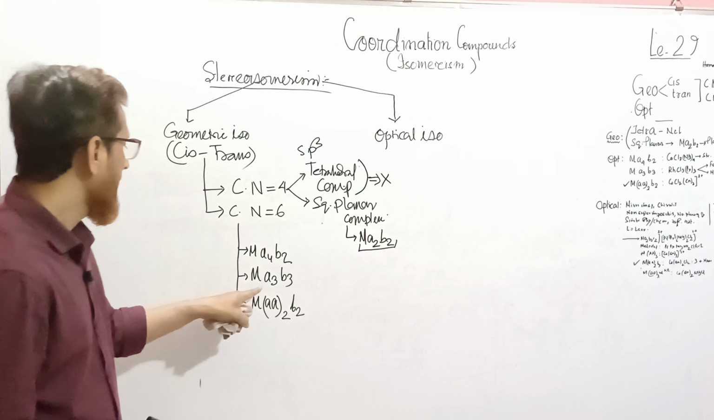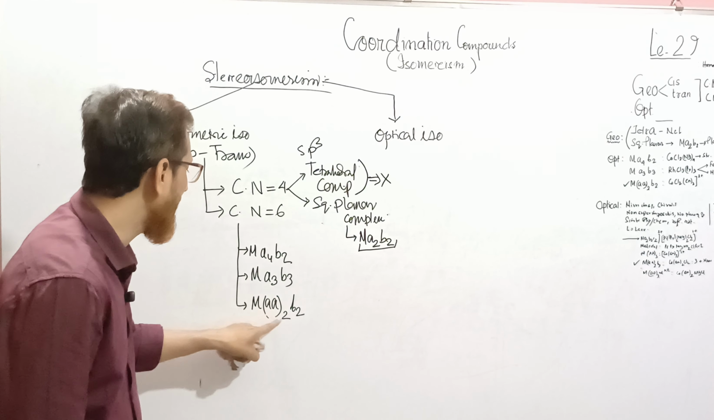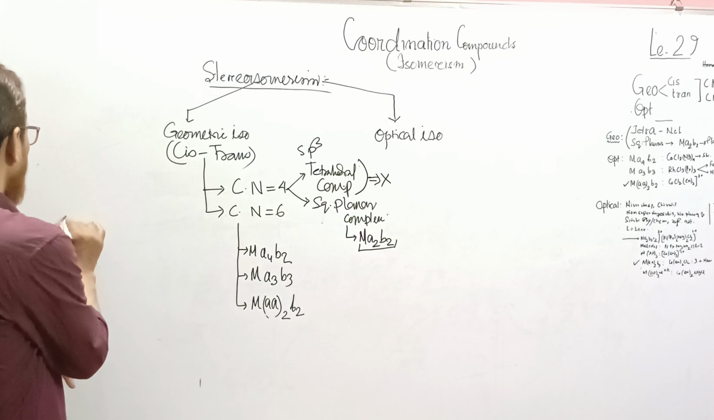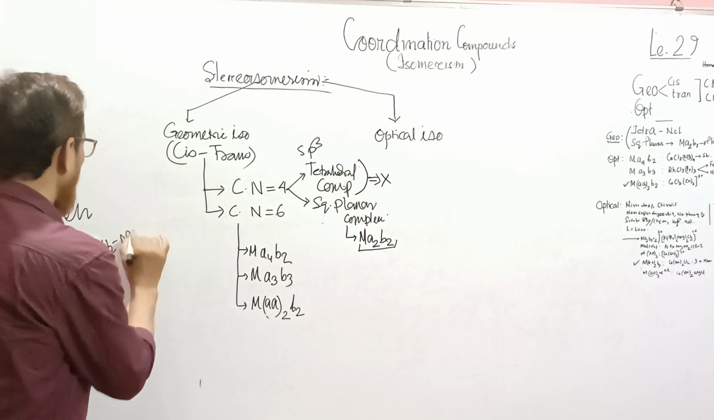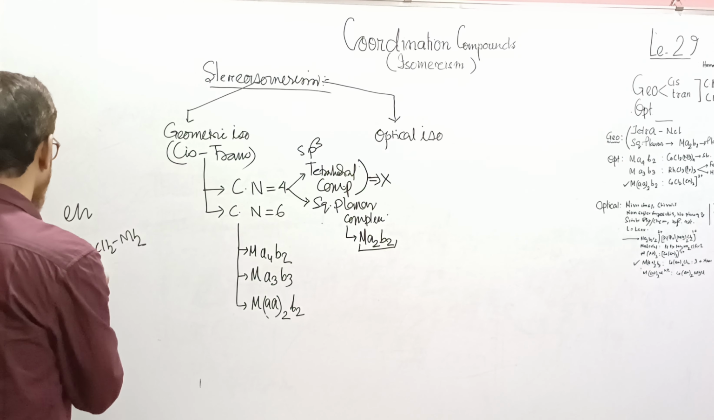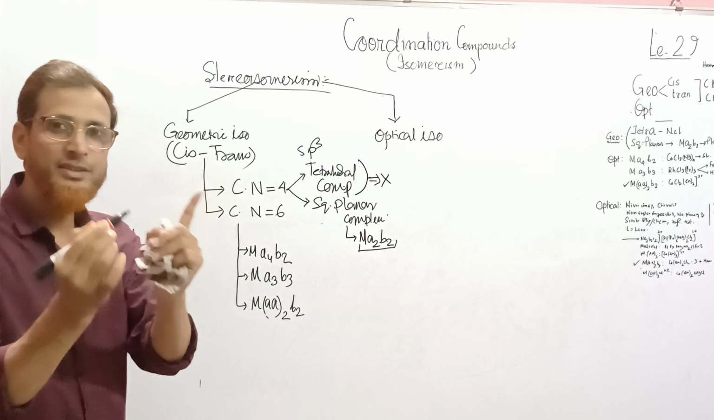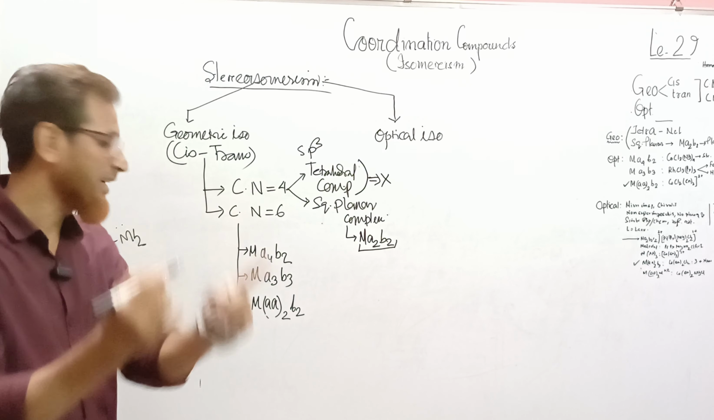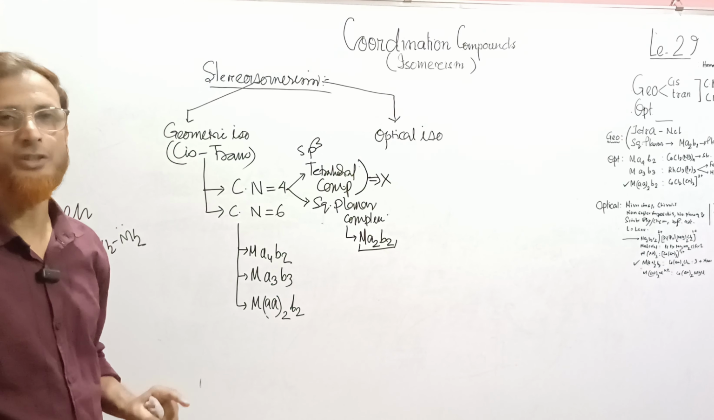Ma3B3, and the last type of coordination number 6 which shows geometrical isomerism is Ma2B2, where B is en. What is en? NH2-CH2-CH2-NH2 is a bidentate ligand. Any type of bidentate ligand is designated as AA. So here 2 plus 4, 4 plus 2, the coordination number is 6.